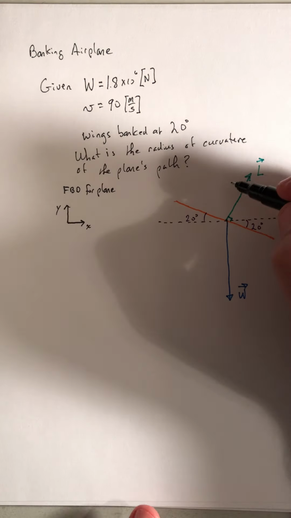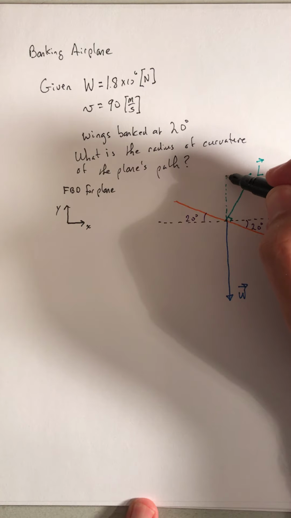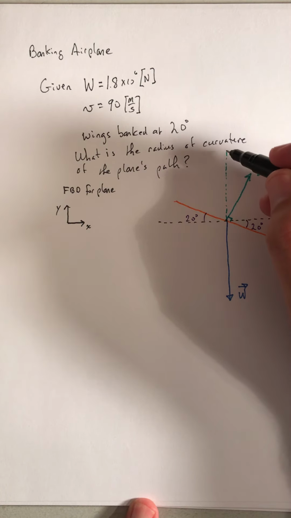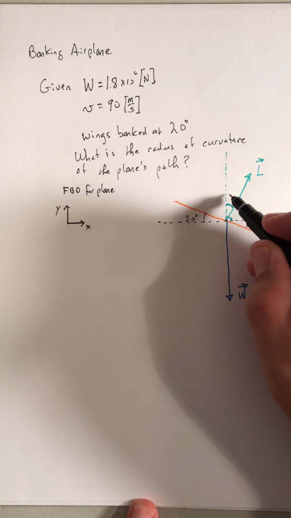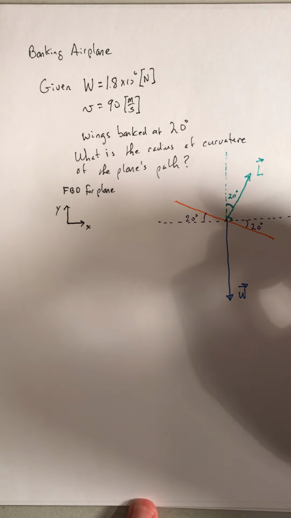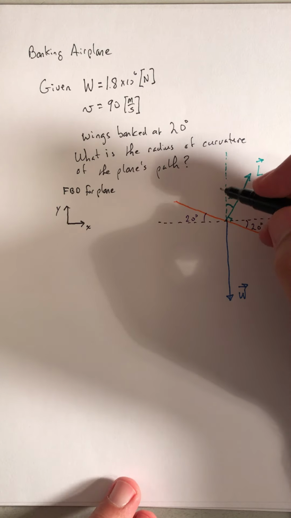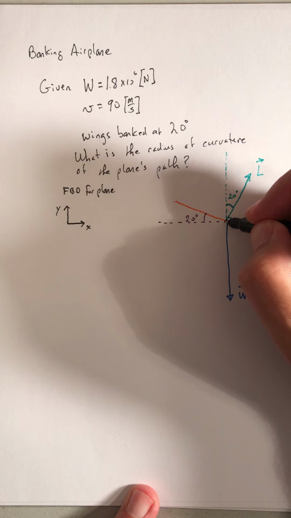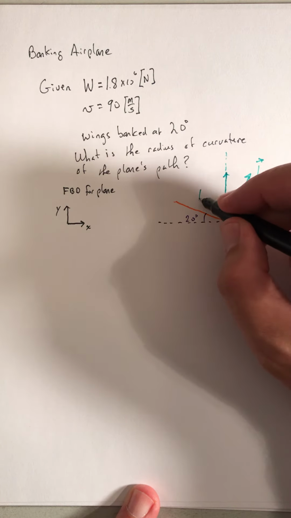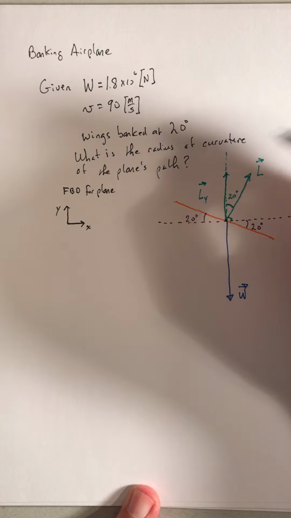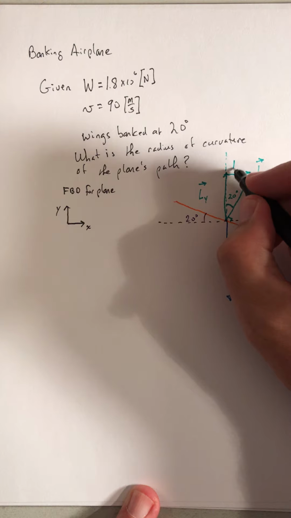Now compared to the vertical direction, if this is tilted by 20 degrees, this is also tilted by 20 degrees, and we can see that the lift vector is going to have two components. Part of it is along the y direction, and part of it is along the x direction.